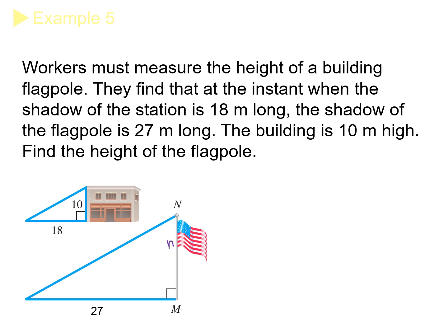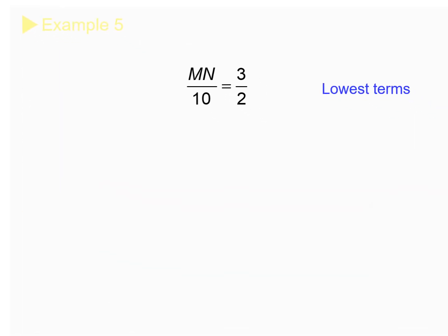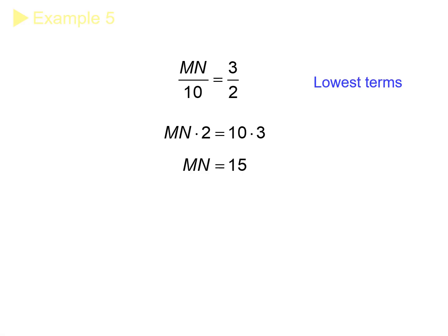Very classic problem. We have two similar triangles, so the sides must be proportional. So I have MN, which is what I'm looking for, that's my height, divided by 10 has to equal 27 divided by 18. Solving, I get MN is equal to 15. So the flagpole is 15 meters high.